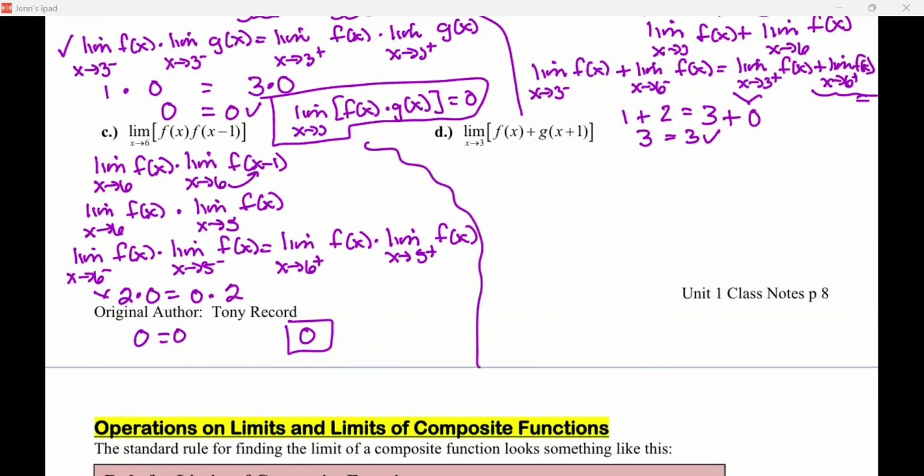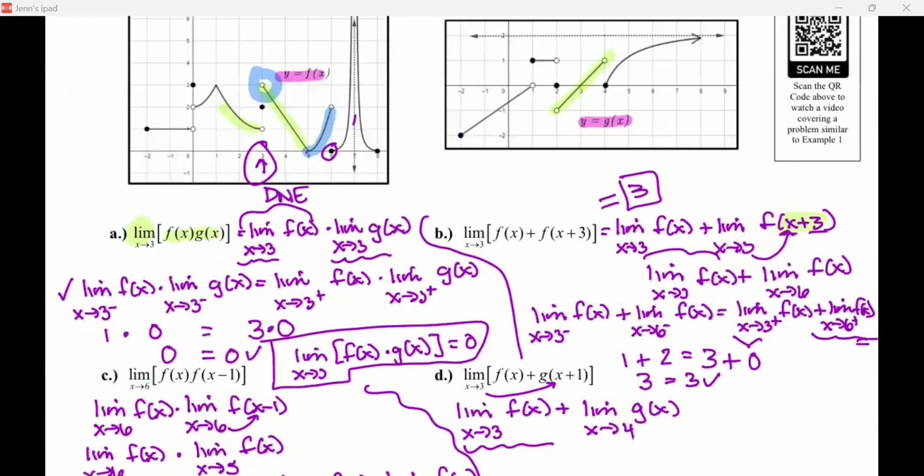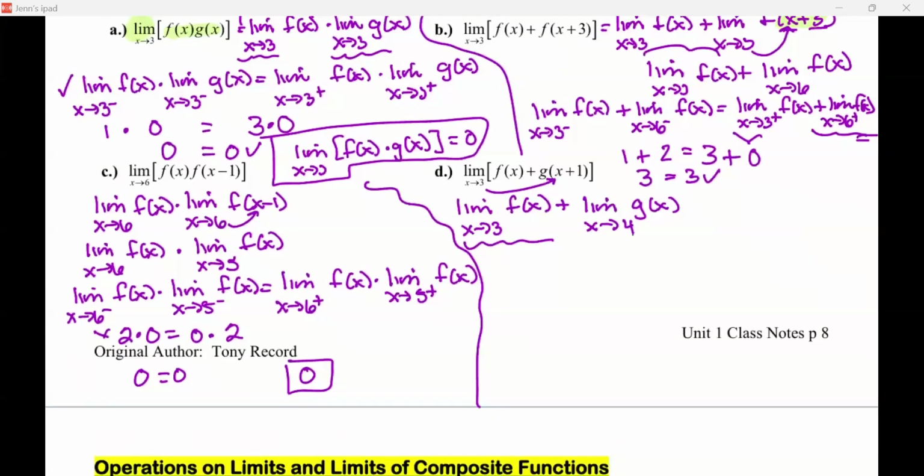So again, when I look at here, I have to find the limit of this sum. So the limit as x approaches 3 of f of x, plus, again, remember, I'm going to plug that 3 in for x, the limit as x approaches, again, 3 plus 1 is 4 of g of x. Again, we've already discussed this. This limit as x approaches 3 of f of x, we know is a DNE. So I have to check my sum of the two-sided limits.